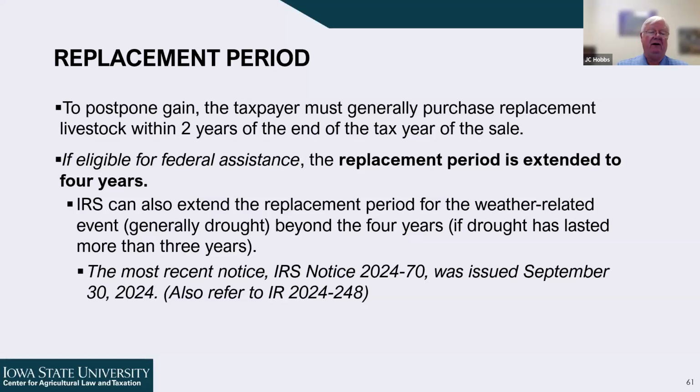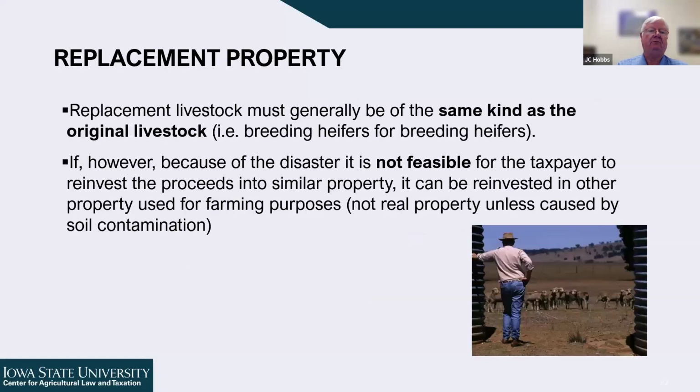I've got a county in Oklahoma that has been in extreme, exceptional, severe drought for the last 19 years. So it can go on for many years. I've got farmers that made that election 19 years ago and they still haven't bought them back. There's the IRS notice, and there's also an Internal Revenue report listed there as well. Provide this to your tax preparer. Replacement livestock generally have to be the same kind as the original. Breeding heifers for breeding heifers.